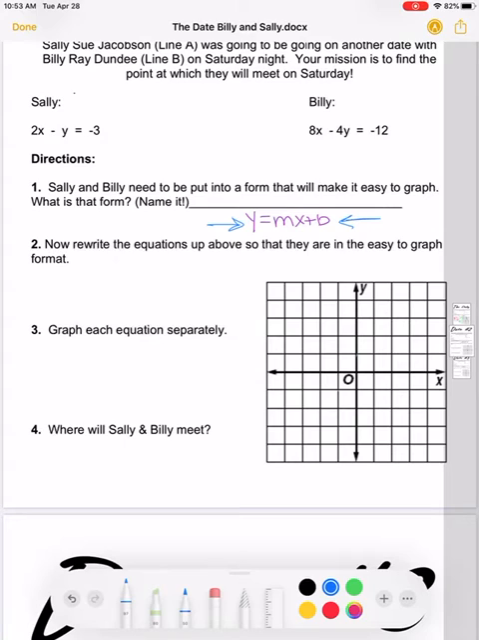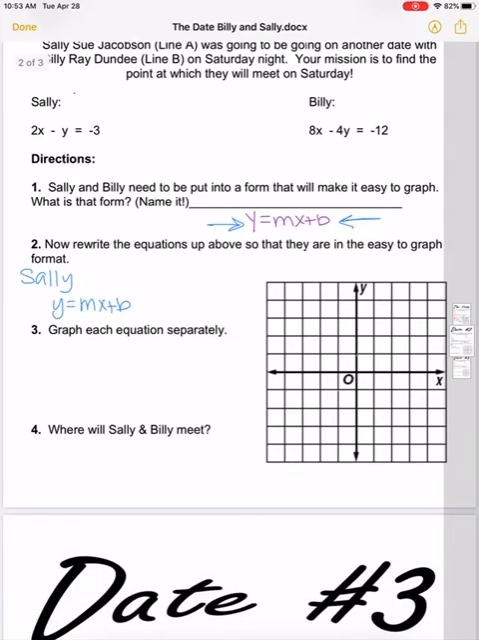Make sure that you are putting in number 2, Sally, in a y equals mx plus b formula, meaning that you are going to subtract 2x, and then you are going to have to divide by a -1. Over here, you're going to subtract 8x and divide by a -4. It is the exact same steps that I outlined in number 1. It is just different numbers. So if you're struggling with the algebra of that, please go along and follow those steps.